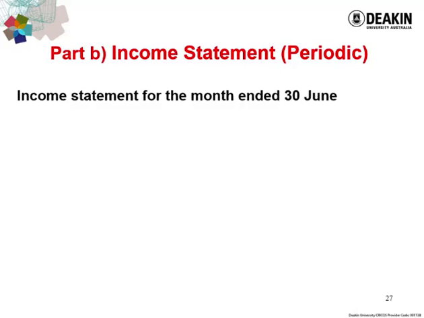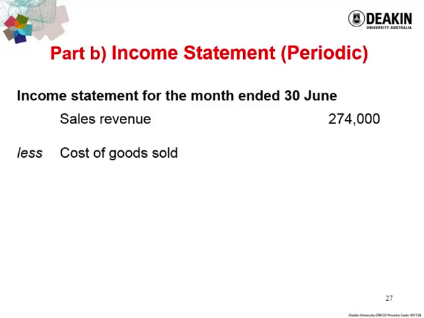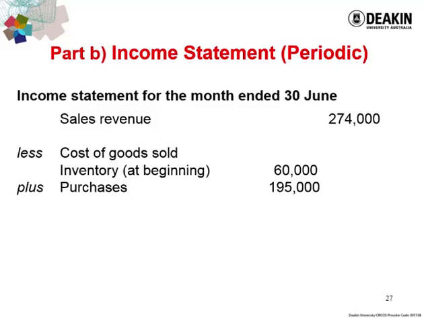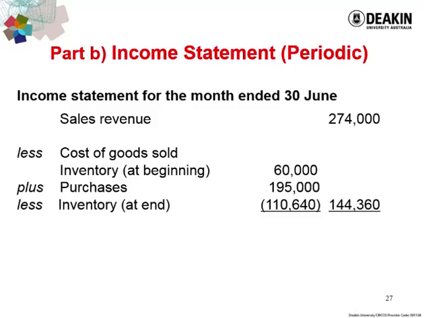Okay, let's look at part B of the question. This part requires an extract of income statement under the periodic method. So we start with sales revenue 274k minus cost of goods sold. And we know that cost of goods sold is derived under the periodic method using the following formula. So we start with opening inventory 60k plus purchase 195k minus closing inventory 110,640.